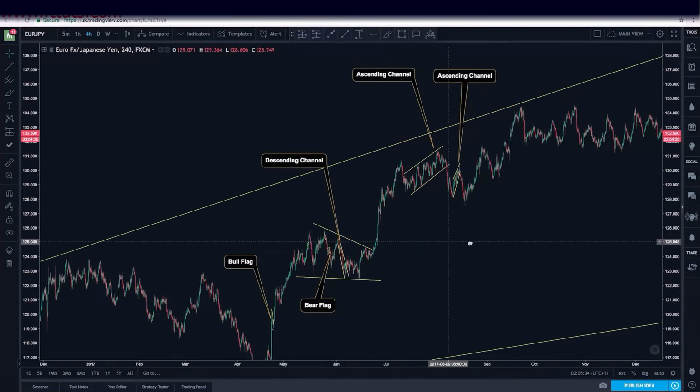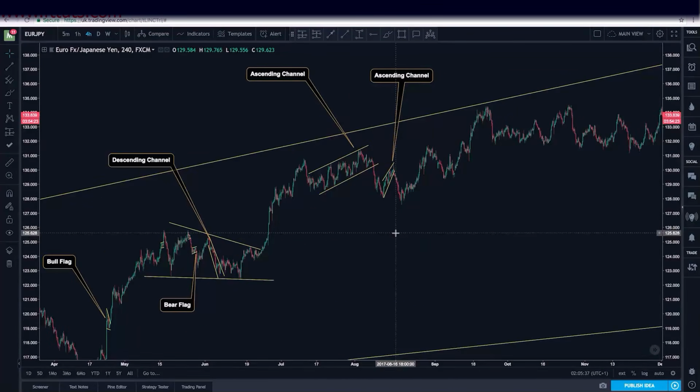Now with the ascending channel, you're going to see how we utilize that. Let's take this channel, for example. We understand that the nature of this is ascending, and naturally with an ascending channel like this, we're always looking for selling opportunities. This is the nature of this type of pattern, and you're going to see it an awful lot.